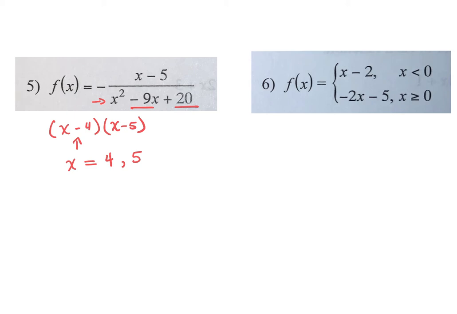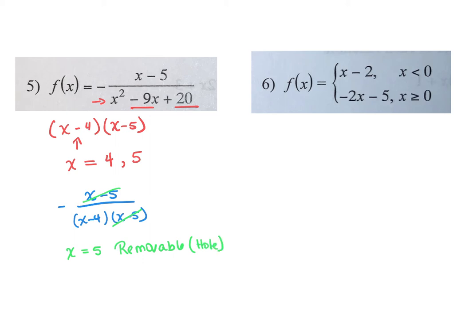So what type? Well... Look at this particular function. My numerator is x minus 5. My denominator factored is x minus 4, x minus 5. One of those is removable. Which one is removable? Yeah, so this guy, so at x equals 5, we have a removable discontinuity. Or a hole, right? Those are called holes. When we get into the next chapter, we'll talk about that, but removable.